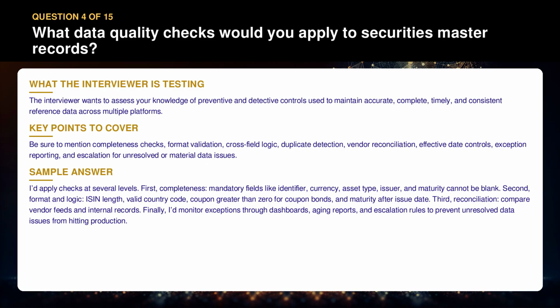I'd apply checks at several levels. First, completeness. Mandatory fields like identifier, currency, asset type, issuer, and maturity cannot be blank. Second, format and logic. ISIN length, valid country code, coupon greater than 0 for coupon bonds, and maturity after issue date. Third, reconciliation, compare vendor feeds and internal records. Finally, I'd monitor exceptions through dashboards, aging reports, and escalation rules to prevent unresolved data issues from hitting production.